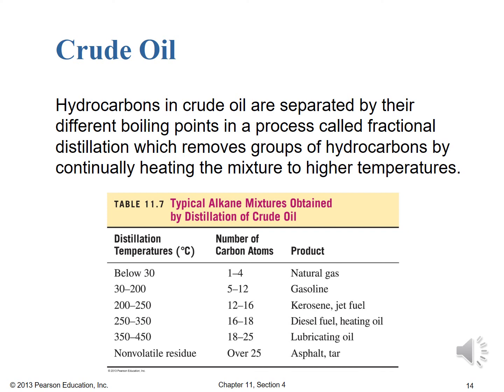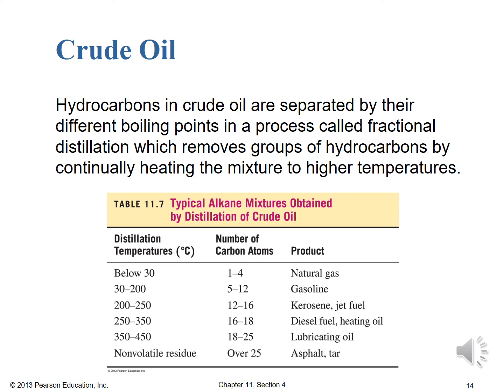And then finally, as you keep heating way up to 350 to 450 degrees Celsius, you're going to get 18 to 25 carbon atom groups, and that would be for applications like lubricating oil. And finally, things that are still there, the non-volatile residue, once you're over 25 carbon atoms, you tend to stick around. That's your asphalt, your tar, your end product there of the natural gas, and obviously that's mainly used at those large carbon atom lengths for things like road work, obviously the asphalt or the tar for those applications.